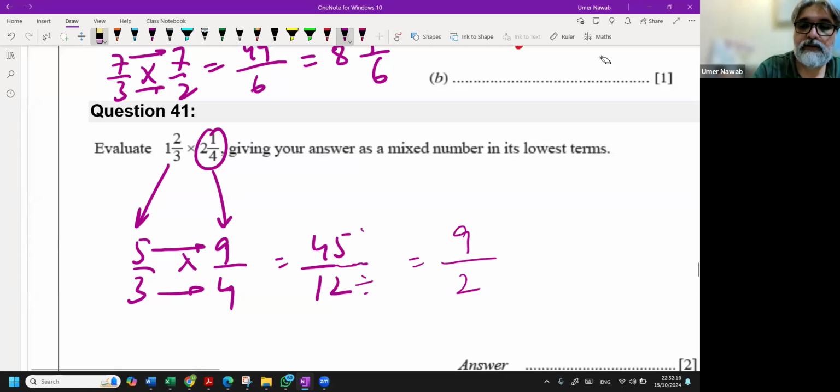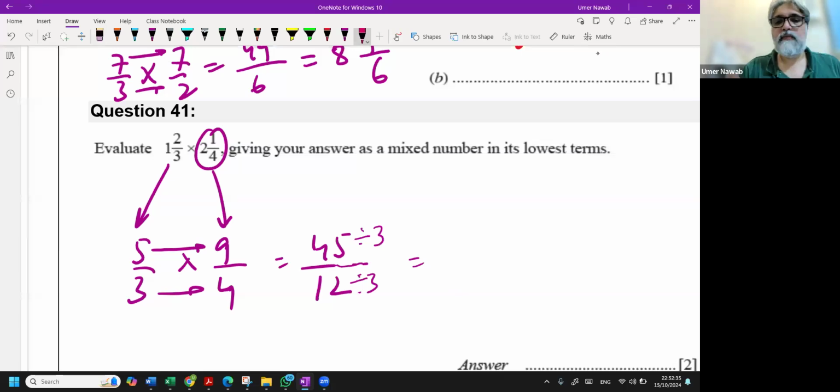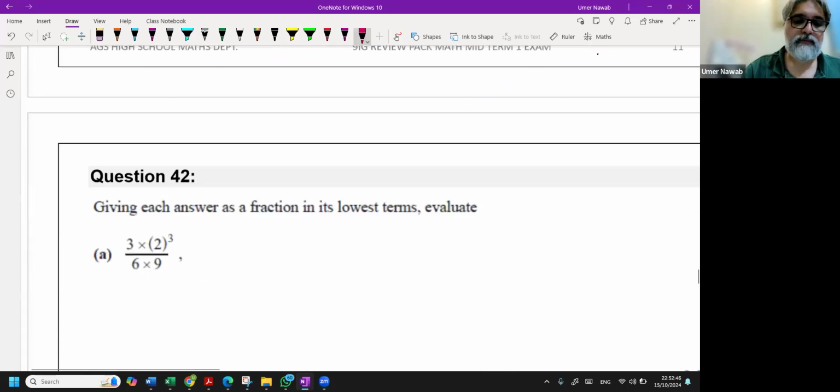When I do this divided by 3, it gives me 15 over 4. Okay, and then finally I'll get 3 whole 3 over 4.